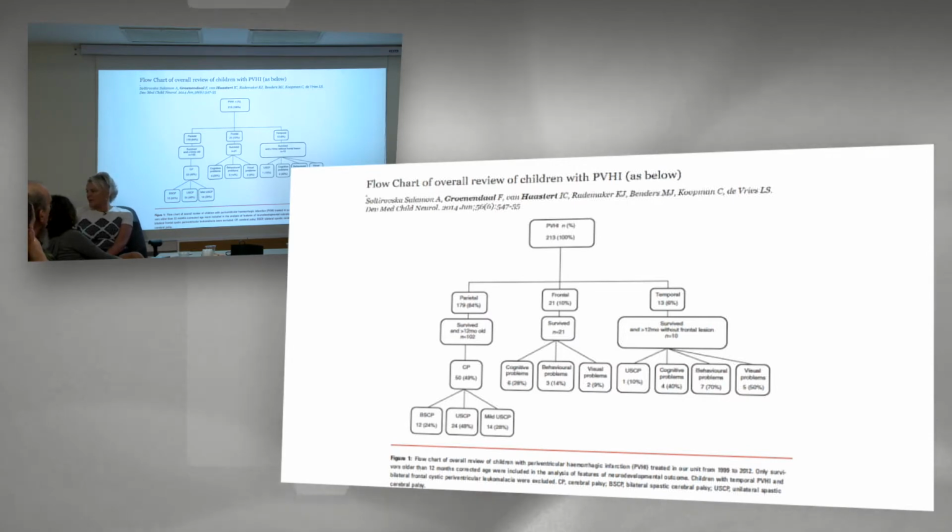This has been looked at by Linda de Vries's group in this beautiful publication here, the largest number of published parenchymal venous hemorrhagic infarctions, showing most are in the parietal area. And of those who survived, so there's already some selection bias, to more than a year, there were 102, and about half of them had some degree of cerebral palsy. But of that, a significant number, 75%, was just affecting the upper limb, and half of that was only mild.